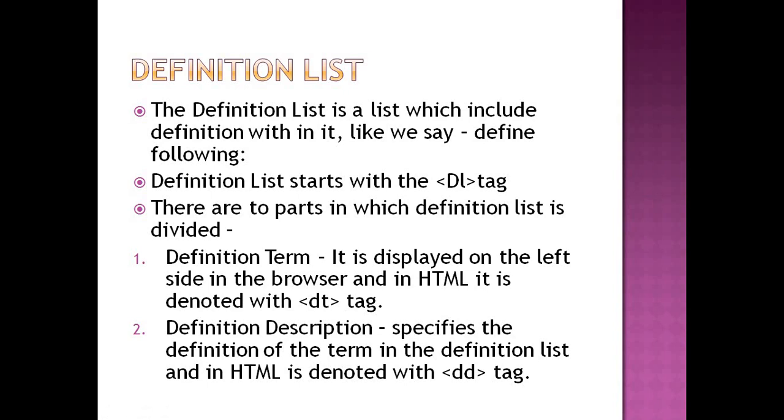Okay, like here you can see the definition term. This is one definition term, and this is the definition of the definition term. So these are the two parts of the definition list. The first one is the definition term. ये definition term हो गया, ये definition term हो गया. And this part is the definition description.